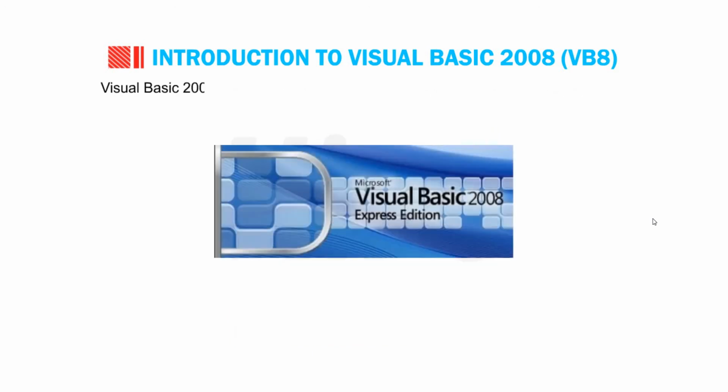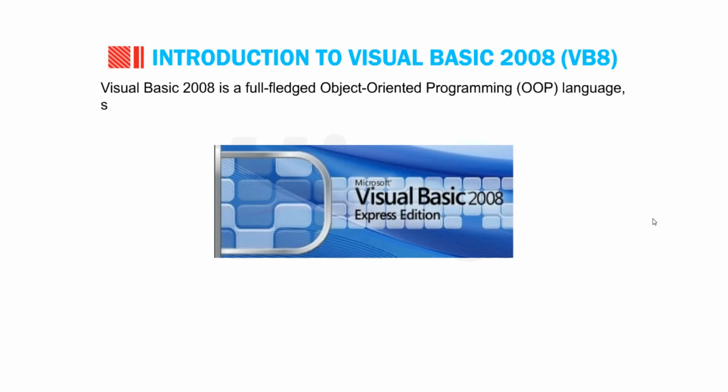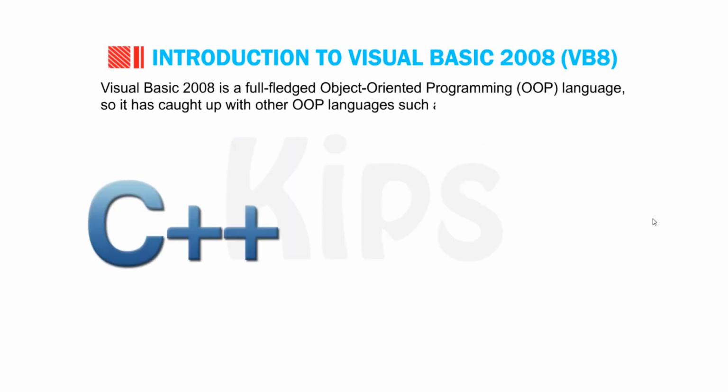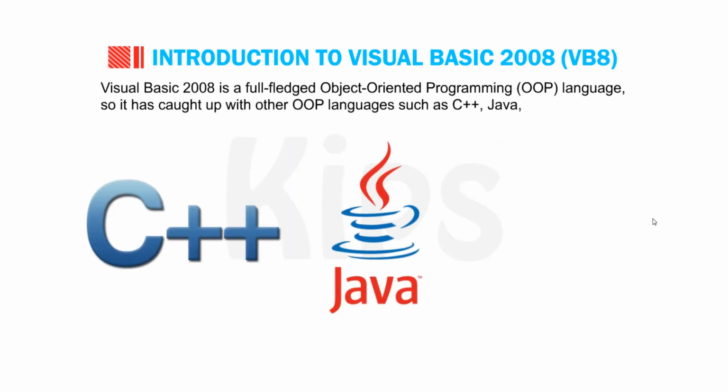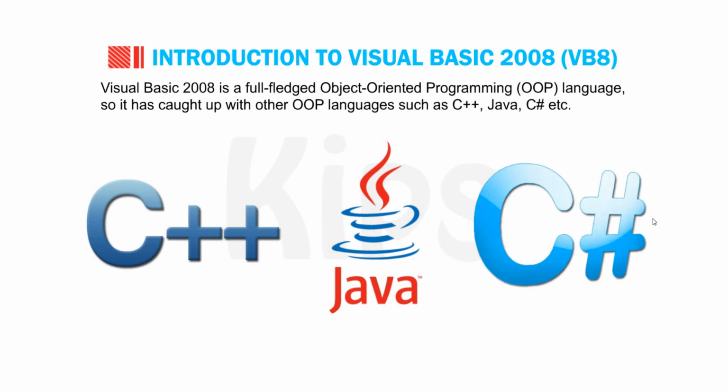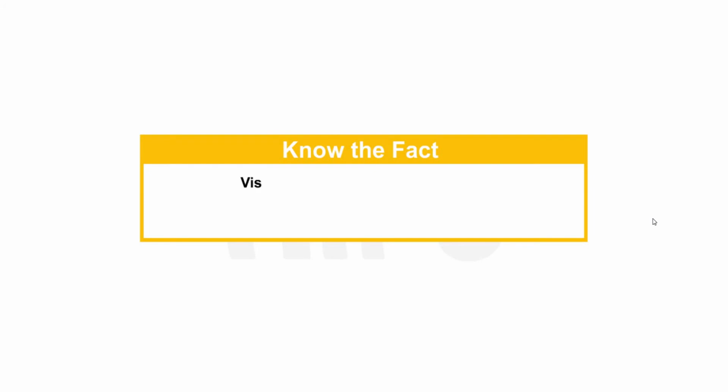Visual Basic 2008 is a full-fledged object-oriented programming, OOP, language. So, it has caught up with other OOP languages such as C++, Java, C#, etc. Let me tell you that Visual Basic 2008 Express Edition can be downloaded from the site.